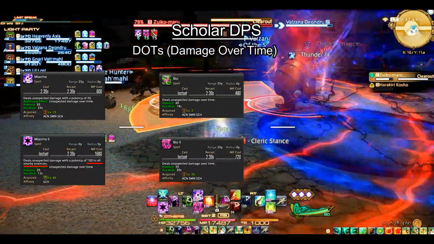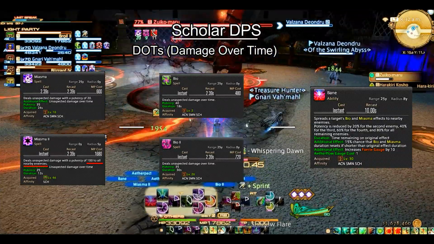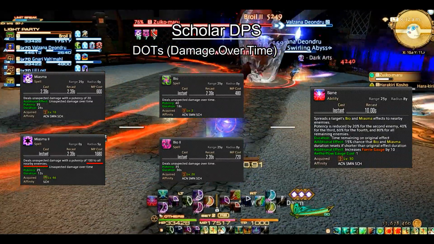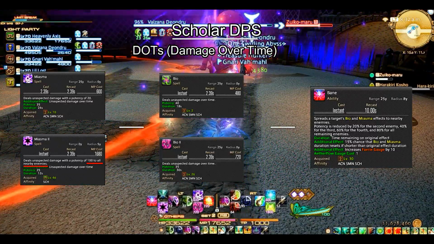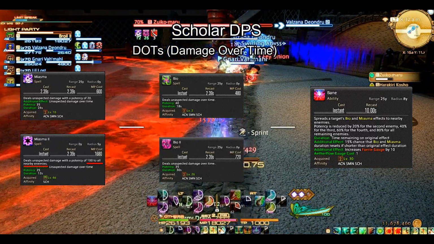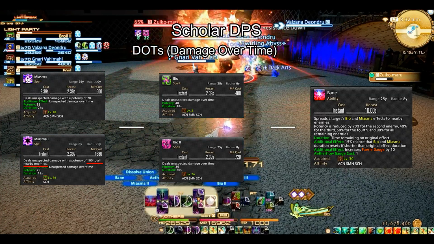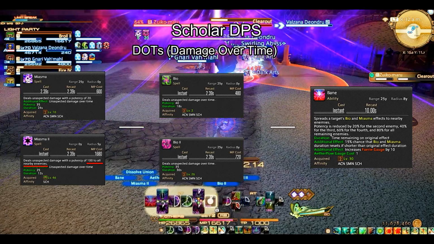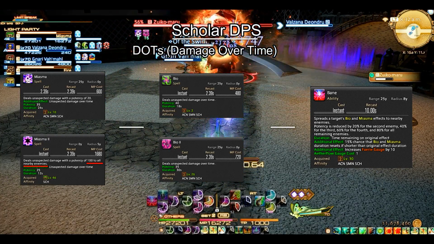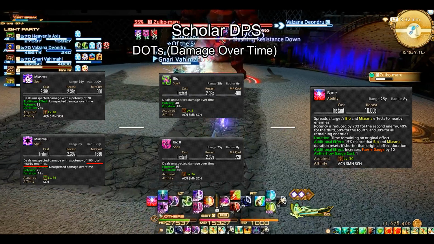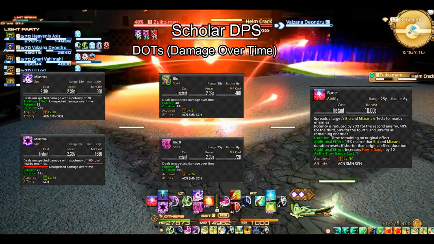Finally, you have Bane. This ability is what makes your dots a great source of damage. Bane, at the cost of 1 ether stack, spreads your dots to all nearby enemies within a 25 yalm range. It is important to note here that Bane does have diminishing returns. The potency of your dots is reduced by 20% for the second enemy it hits, 40% for the third, 60% for the fourth, and 80% for every remaining enemy. There is, however, a 15% chance that the Bio and Miasma duration will be reset upon casting Bane.